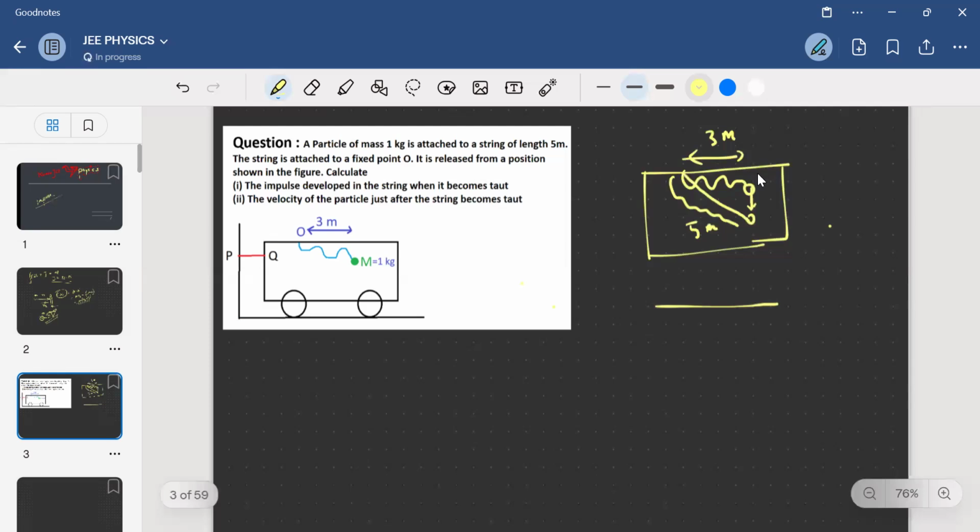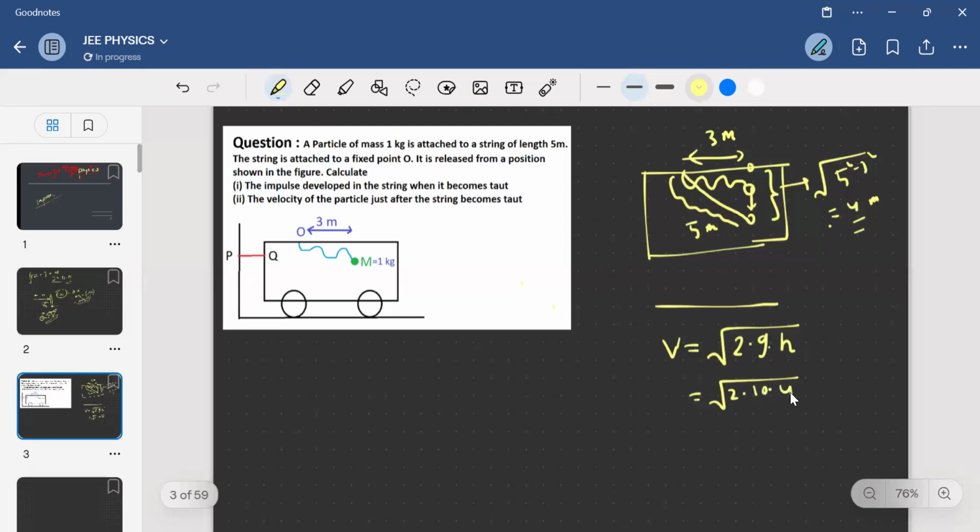That means how much vertical distance will it cover from this position? This is 3, this hypotenuse is 5. This height will be root over of 5 square minus 3 square, that is 4 meter. So what will be the velocity of the ball if it covers the 4 meter vertical distance? As you all know from the equation, v equal to root 2gh, that is root over of 2 into 10 into 4, that is root 80 meter per second. That is the velocity of the ball just before the string becomes taut.